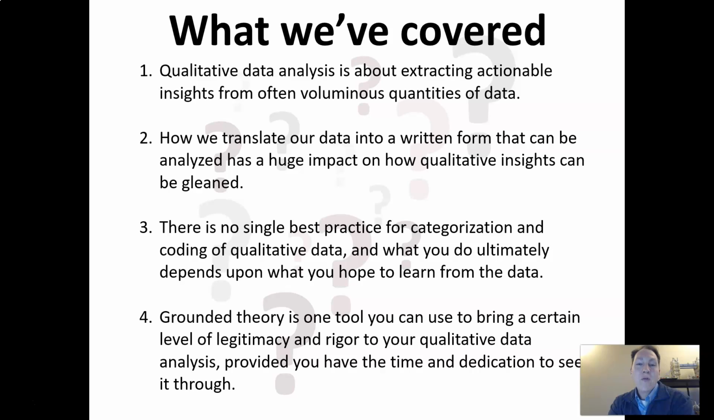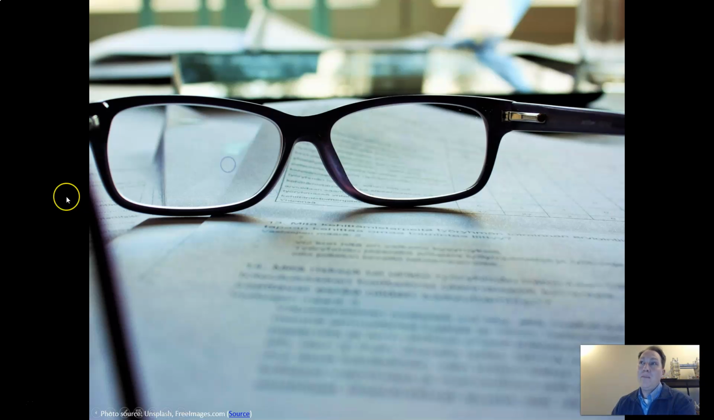The fourth thing is grounded theory, and that is a tool that you can use to bring a certain level of legitimacy and rigor to your qualitative data analysis, provided you have the time and dedication to see it through. And if you remember that chart I put up, it is a detailed process, but it's worthwhile, especially if you're working with a large body of qualitative data, to go through that process because what you're going to result in presenting is something that's really well grounded in the data that you collected and not in your own interpretation of said data.